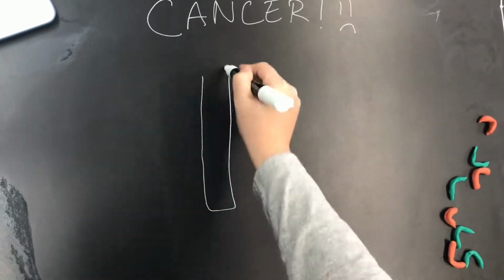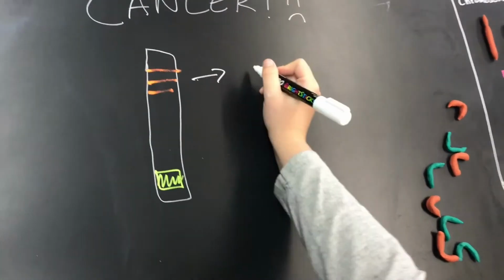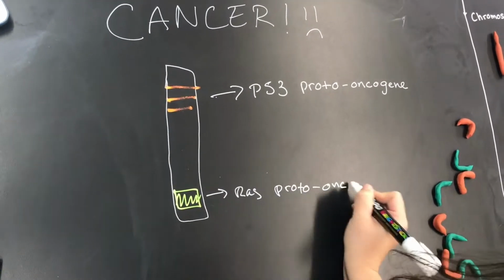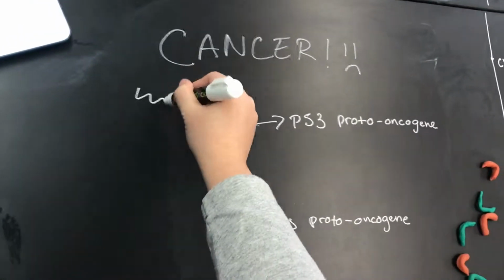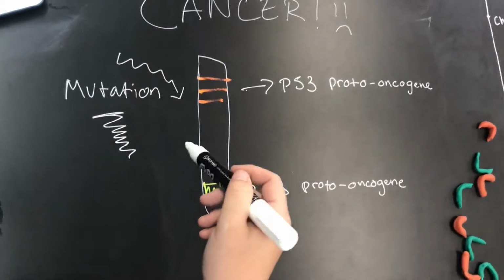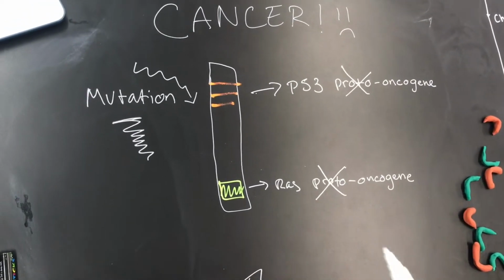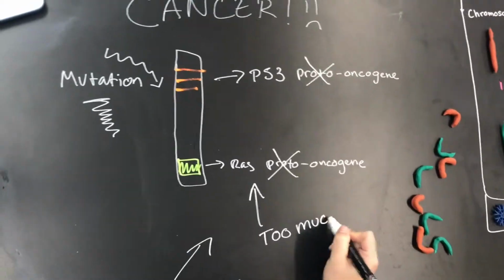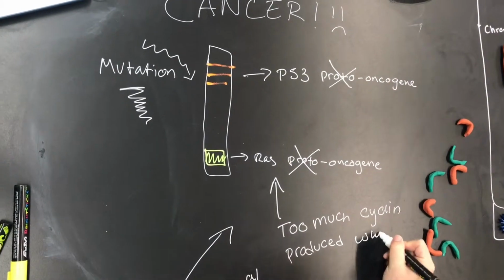Now, in cancer, there are two genes to be aware of. The first is the p53 proto-oncogene, and the second is the RAS proto-oncogene. However, when they're mutated, they become the p53 oncogene and the RAS oncogene. When the RAS oncogene is mutated, it creates too much cyclin. Now that we know that cyclin helps carry on the process of mitosis, too much of it causes mitosis to move too quickly, and that's bad.